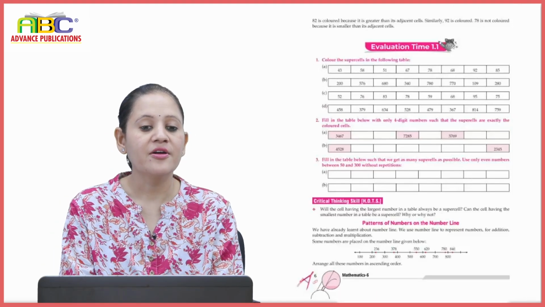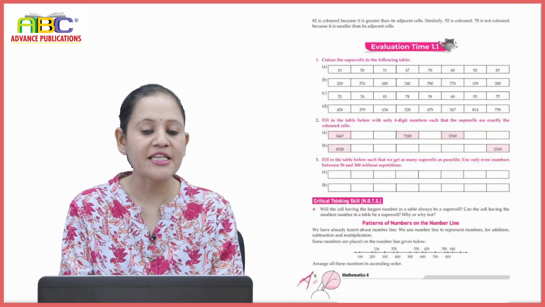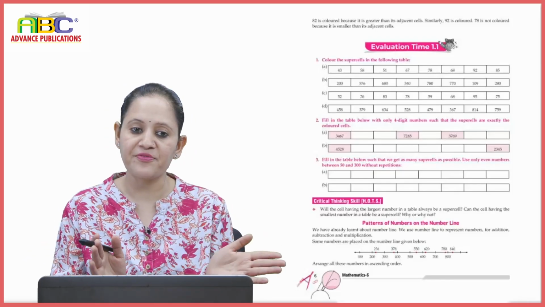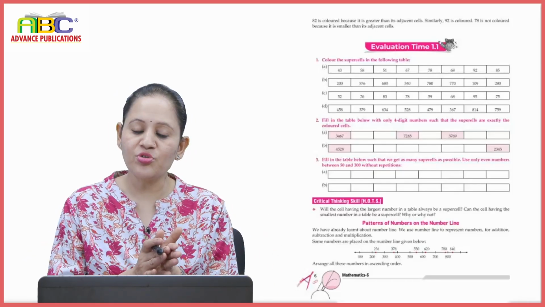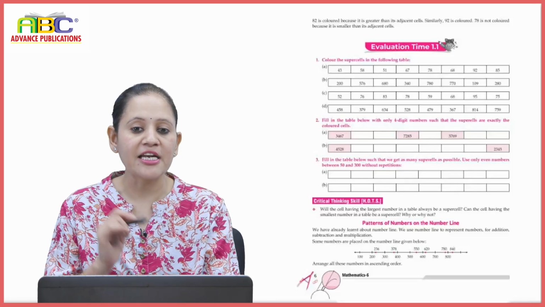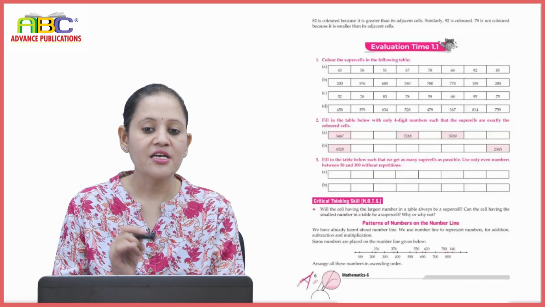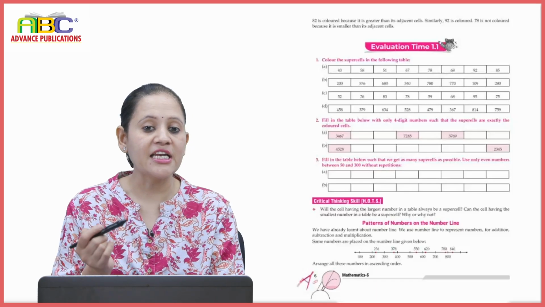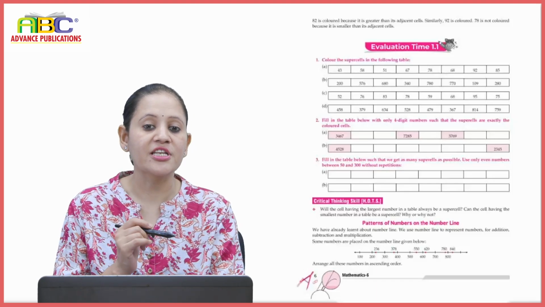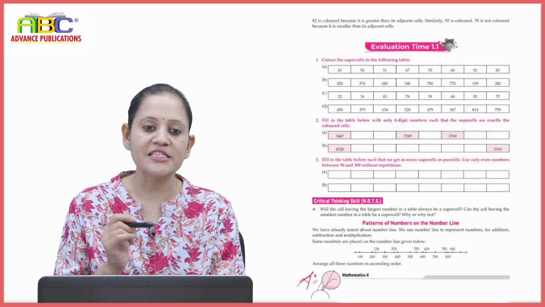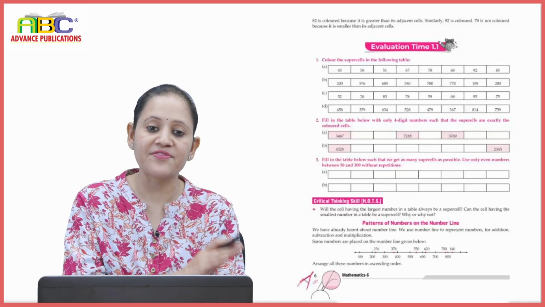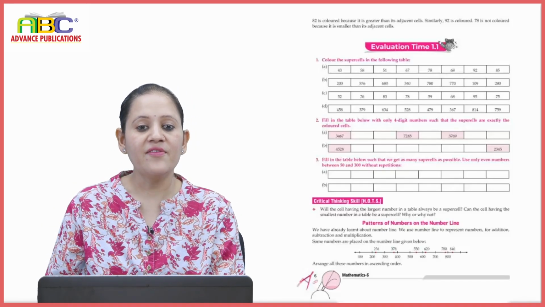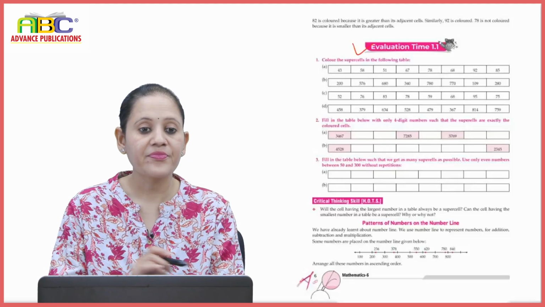82 is colored. Why? Because it is greater than the adjacent cells. On one side 59 is there and on the other side 79. 82 is greater than that. Similarly 92 is also colored because it is greater than its adjacent cells. But 78 is not colored because it is not greater than the numbers in its adjacent cells: on one side 79 and on the other side 92. Clear? Next is Evolution Time 1.1.